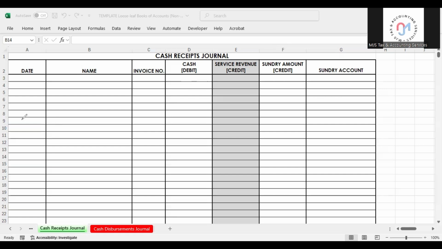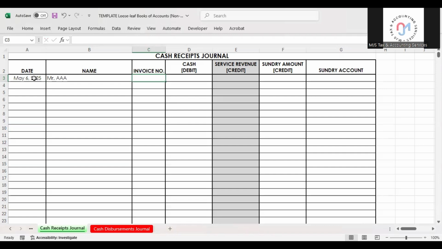So let's start. Let's have an example. For example, today is May 6th. Let's say we receive a payment from one of our customers or suppliers, let's say Mr. AAA. And let's assume that this is our very first transaction for the business, the very first cash receipt that we have received for the business.